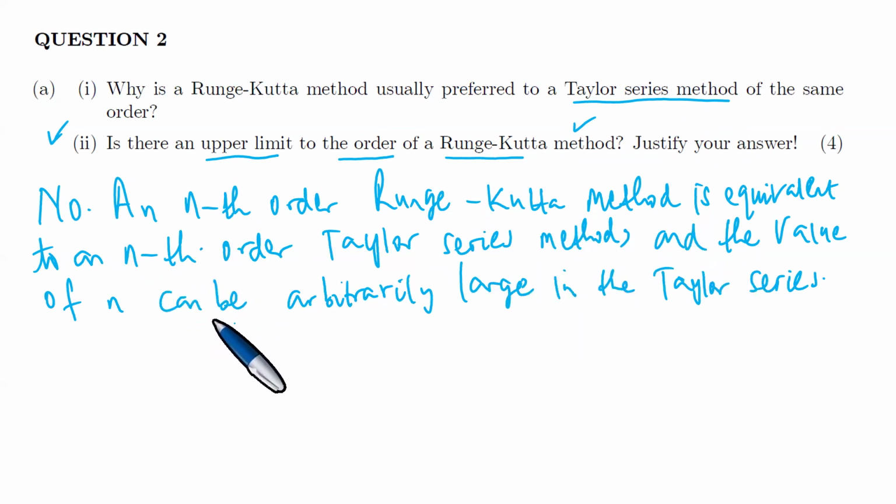And the value of n can be arbitrarily large in the Taylor series. But also in the Runge-Kutta, you're going to see the value of n can be arbitrarily large, meaning that it really can be as large as infinity, as much as it can be as large as infinity in the Taylor. So there is nothing like an upper limit to the order of the Runge-Kutta method. Next question.